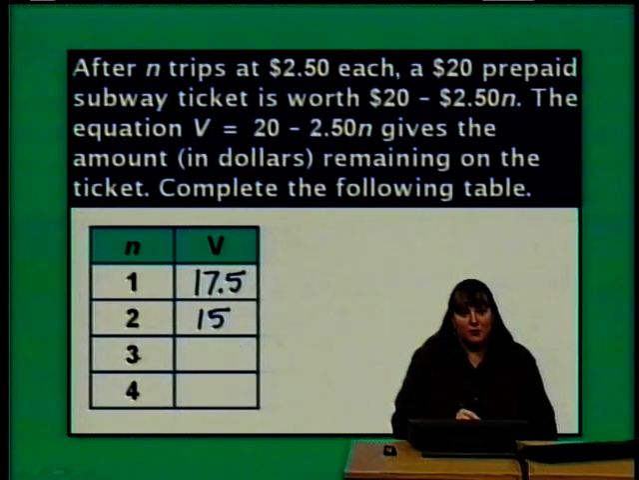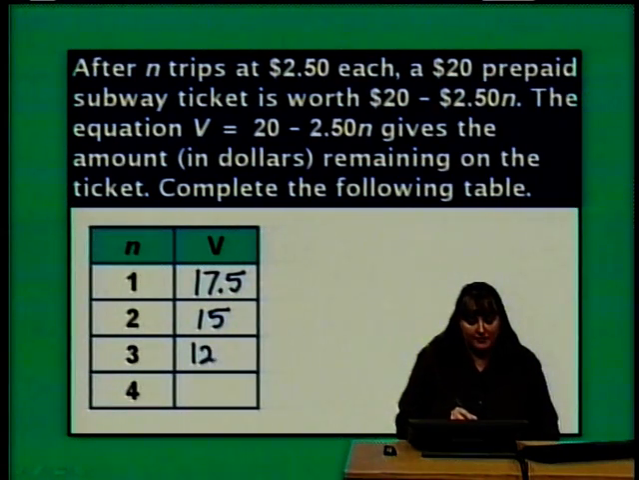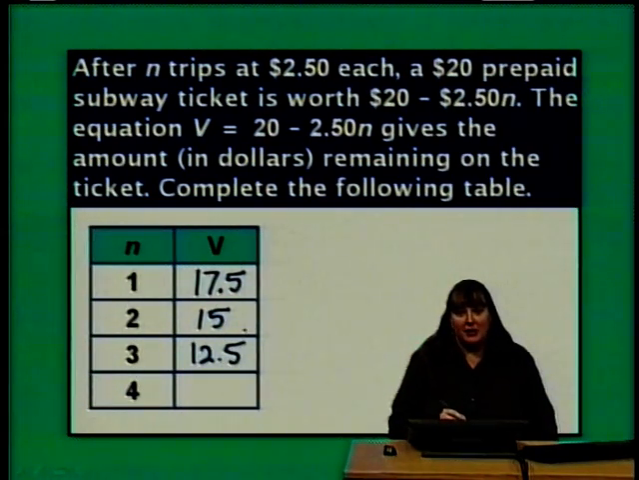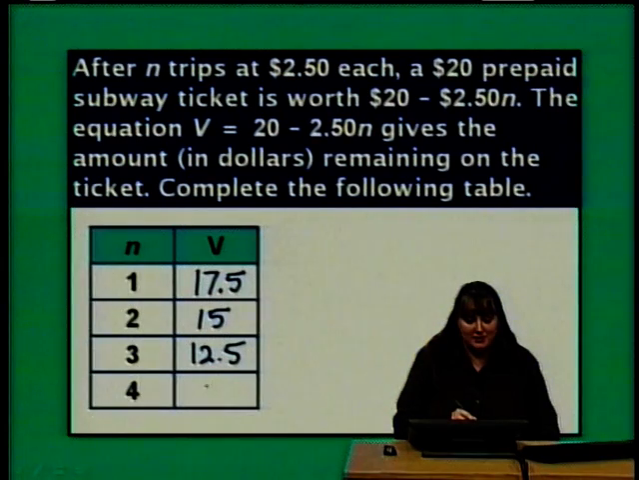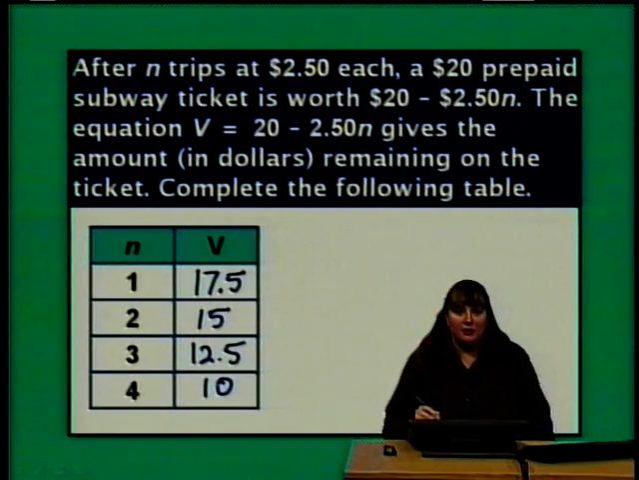So if we take 3 trips, we should just have to decrease 15 by 2.5, which is 12.5. If we take 4 trips, we should just have to subtract 2.5 from 12.5, which is 10. So if we've taken 4 trips, the value left on this prepaid subway ticket is $10.